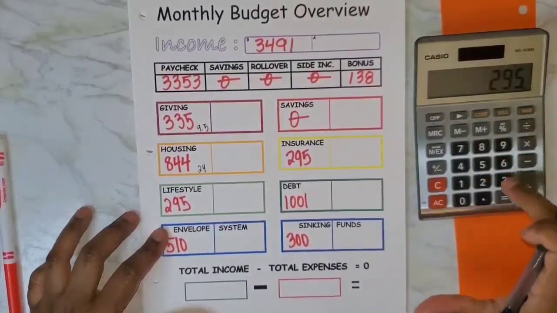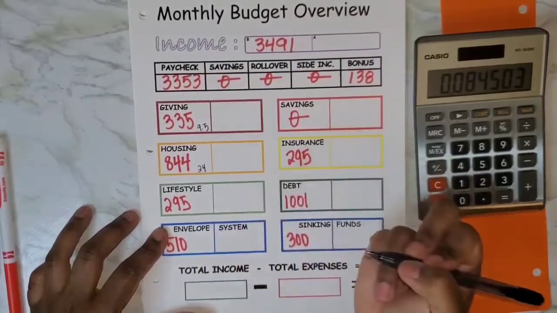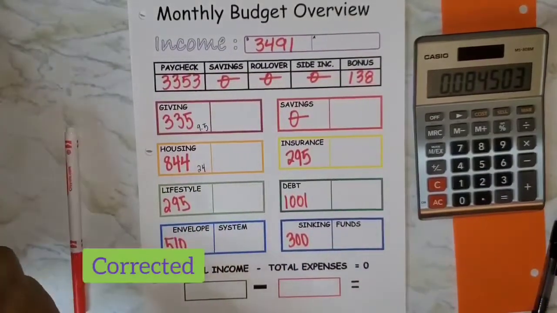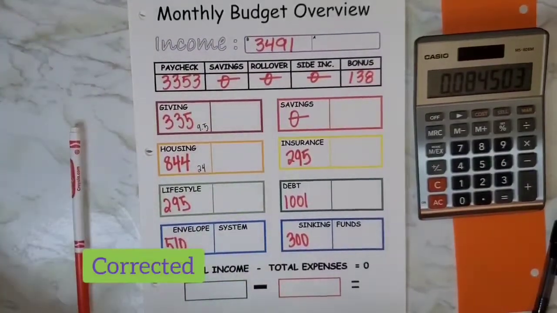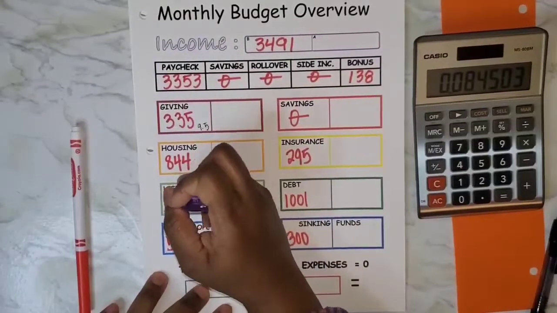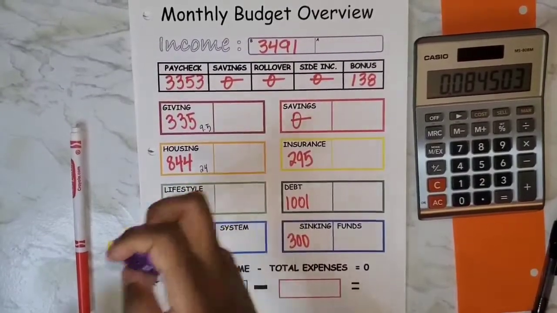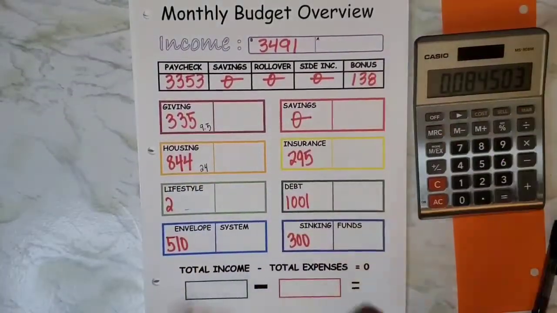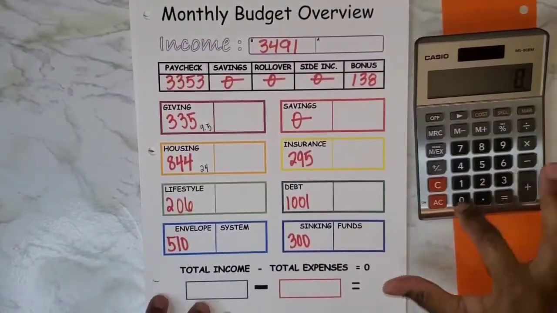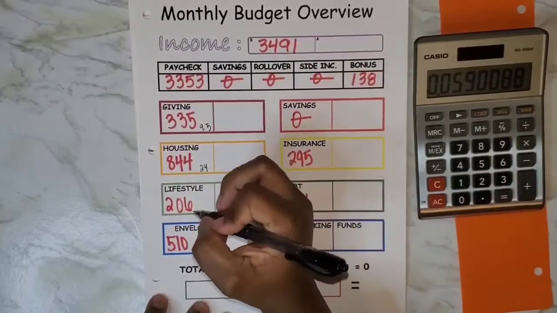Then we have 295 divided by 3491. So that is going to, oh no, this is wrong. I'm like, oh no, that is wrong. Lifestyle is not 295. See, that's what happened. I got all flustered when that thing went off. This is actually going to be 206. So let's do that again. 206 divided by 3491. And so that's going to be 6.